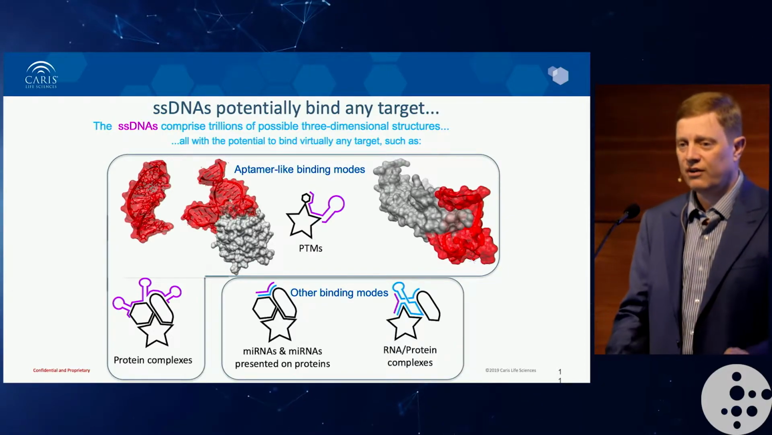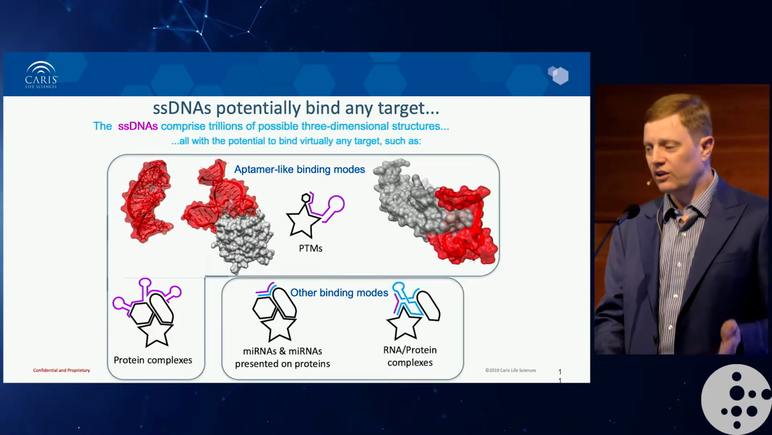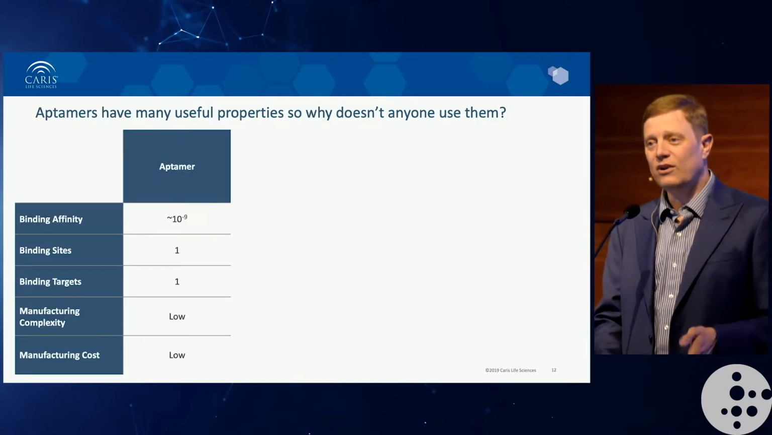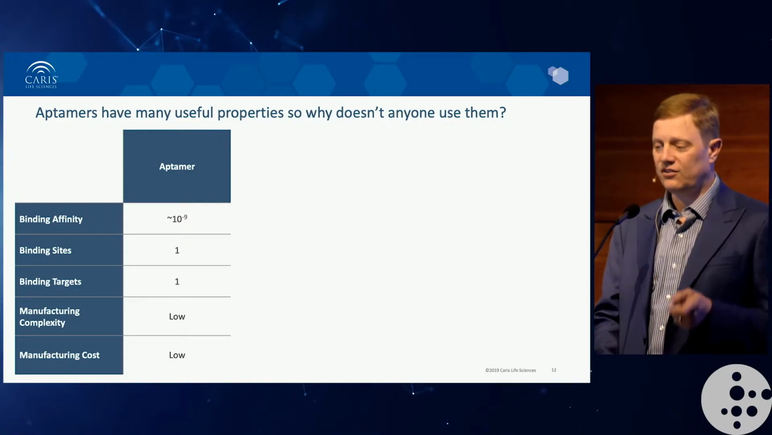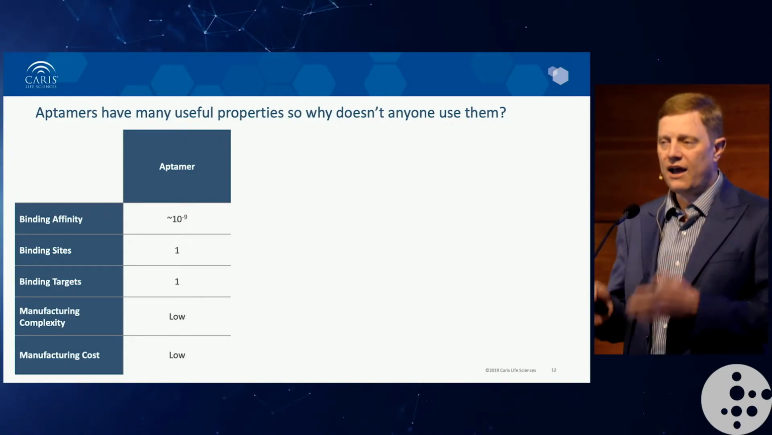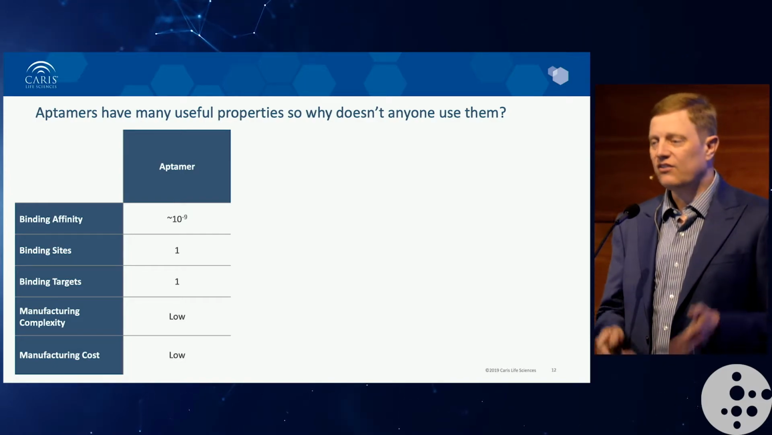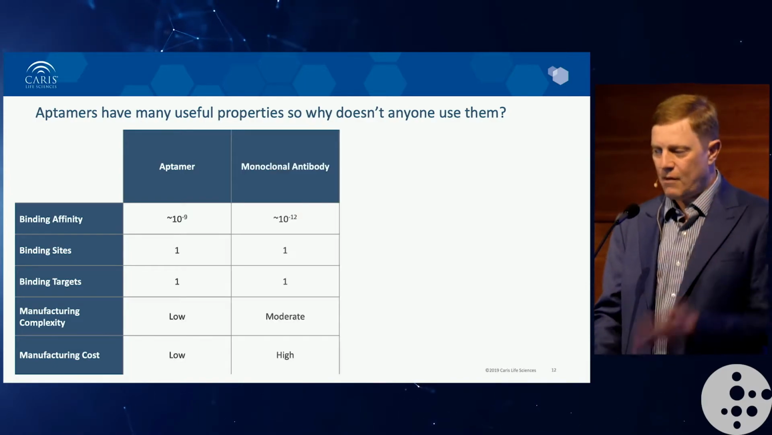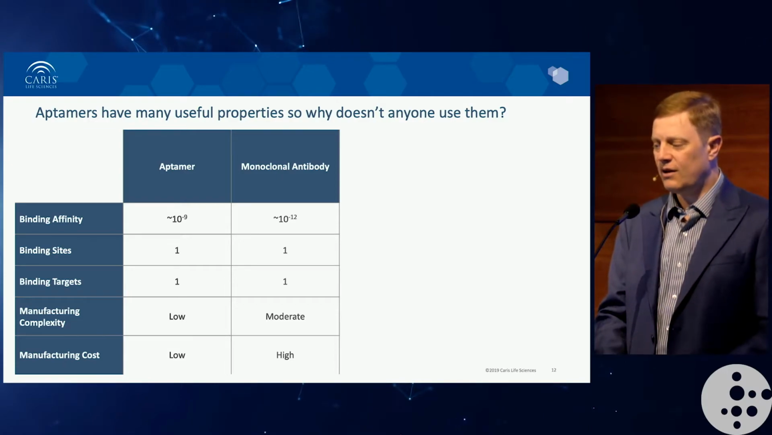There's a reason why they've been around for 30 years and nobody is really using them. And that's quite simple. Their binding affinity is really low. It's about 10 to the minus ninth for KD. We're trying to build individual aptamers that will outcompete individual antibodies, and that's never really going to happen because a monoclonal antibody will have a KD of 10 to the minus 12th.